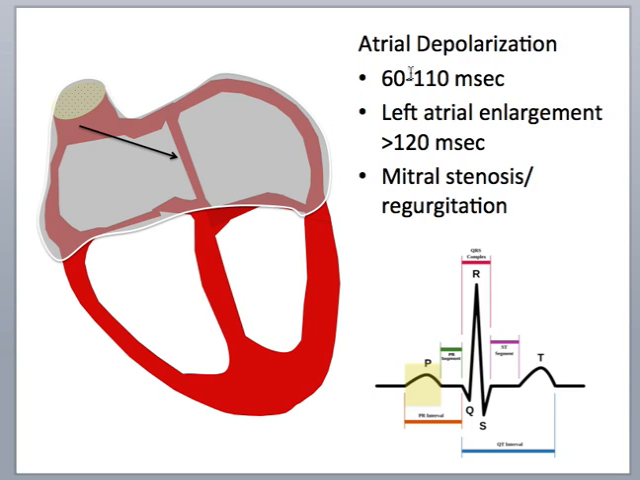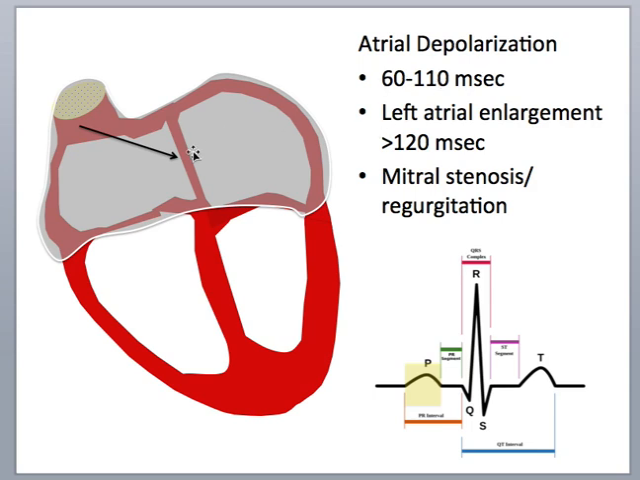What happens is you have an action potential that's triggered from the SA node. The action potential flows down through the atria all the way down here, and it stops at the AV node, which is right in this general location. So up here it says we have our atrial depolarization is around 60 to 110 milliseconds.